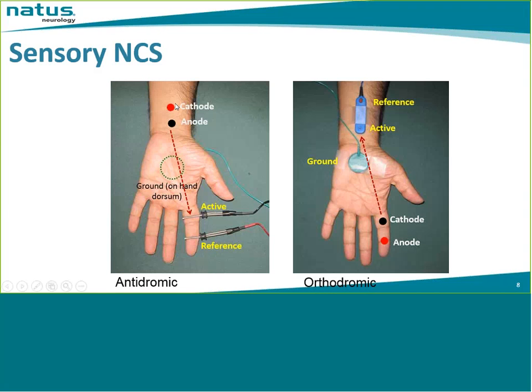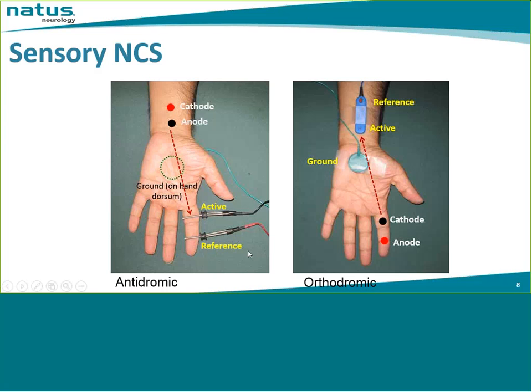In the antidromic method, illustrated over here with the median nerve, we are stimulating at the wrist. Here is the cathode and anode, and we are recording over the digit. We have the active and reference electrode. The action potential is propagating from the wrist to the fingers, which is opposite of the natural flow of action potential, and hence it's called the antidromic method.